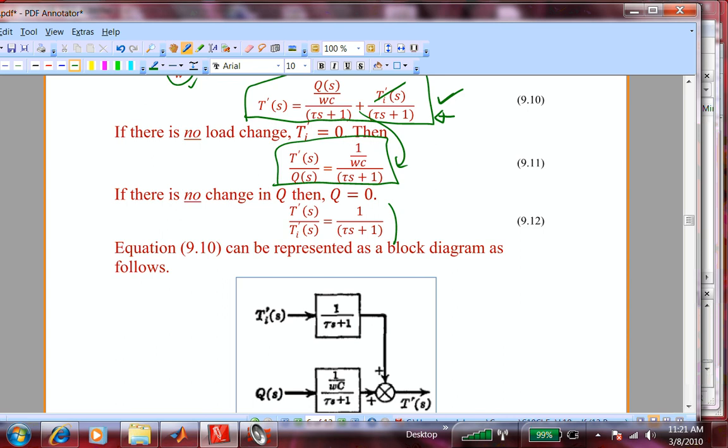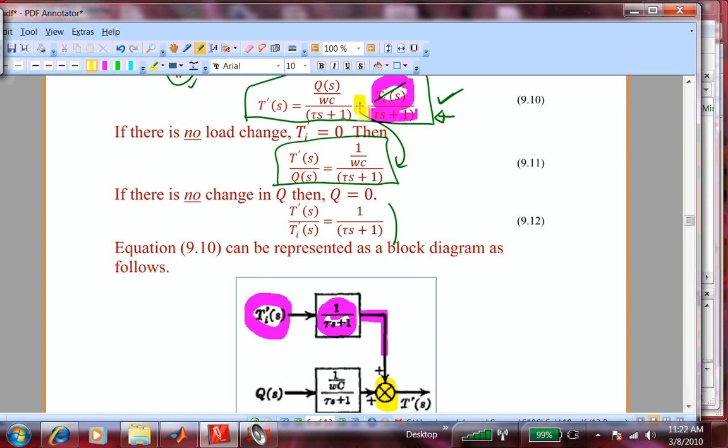So 1 over tau s plus 1, the block that you see here, try to use some color codes here. Okay, this block is this term, 1 over tau s plus 1. That gets multiplied by Ti. So Ti comes in, I multiply it by the operation 1 over tau s plus 1, and I get the output from there. To that, I am adding, this will explain why I have an addition block here. Both streams are added, okay, because I have this addition symbol there.